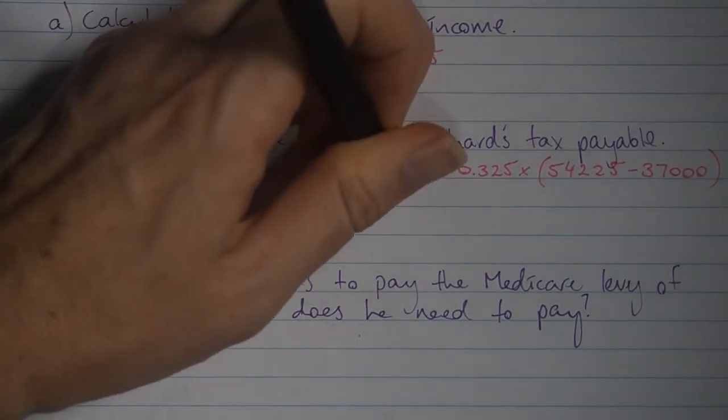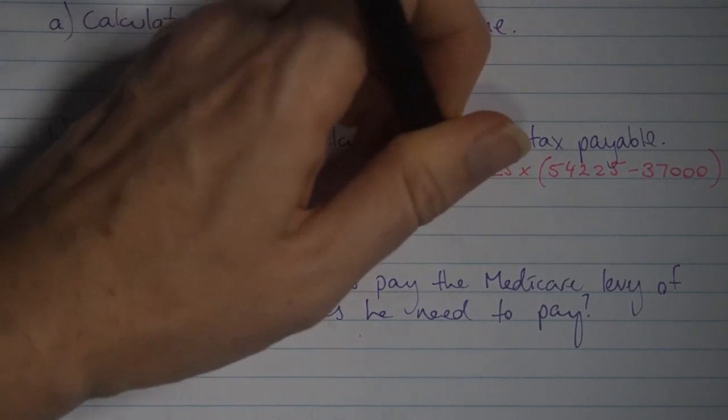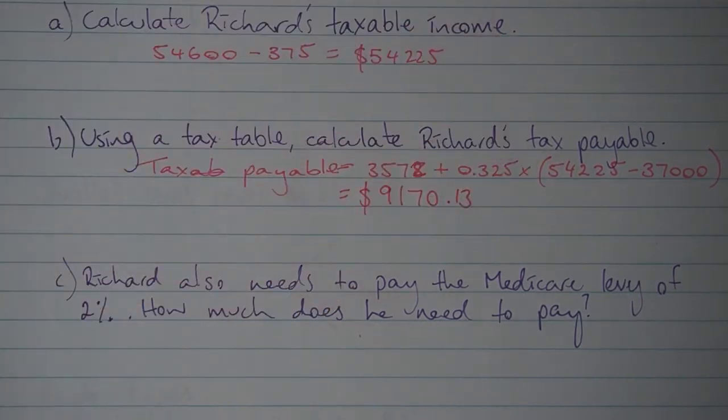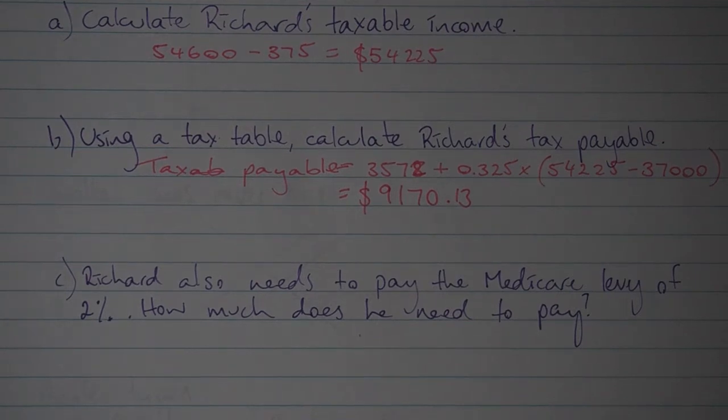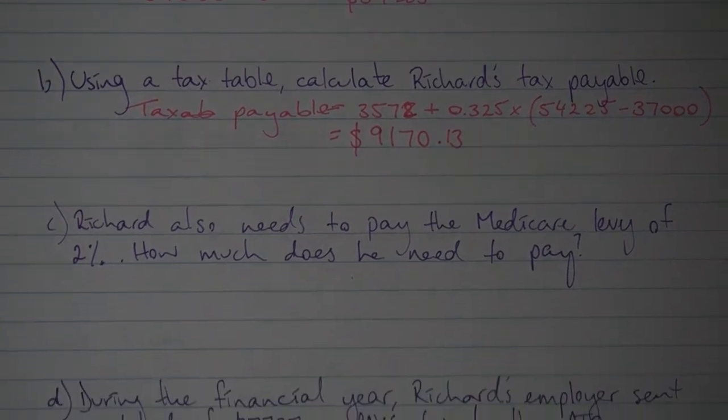his tax payable of $9,170.13. So that's how much tax he owes to the government. So remember, that's his income tax. It does not include the Medicare levy. Medicare levy is calculated separate.